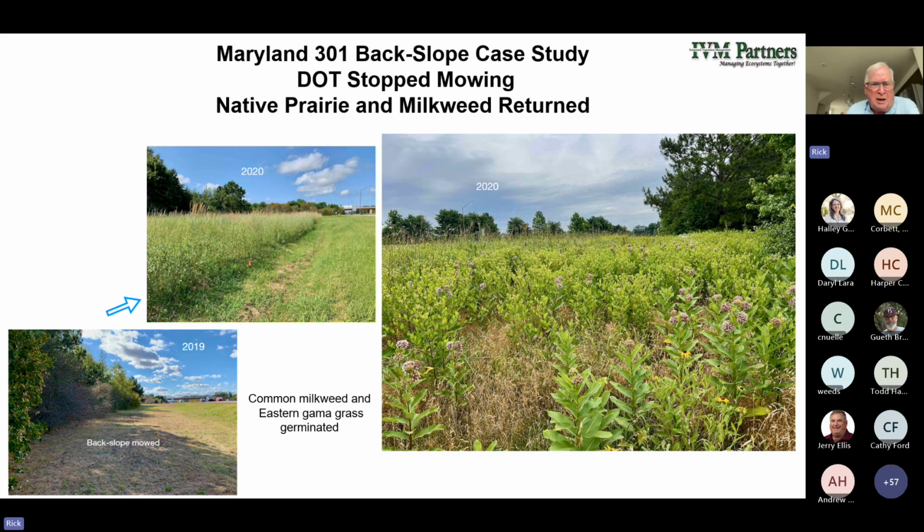Another site in Maryland, I said, just stop mowing. Let's see what we get. Our milkweed came in. We have our native prairie grass coming in.